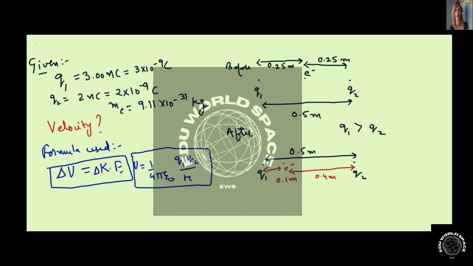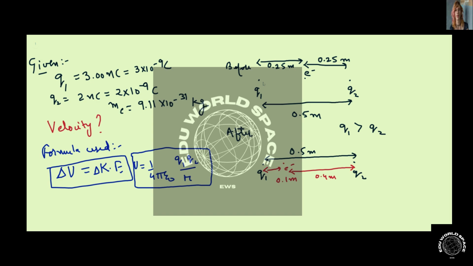We have an electron sitting at the midpoint. That means this has 0.25 meter distance, and this has 0.25 meter distance. The total distance between those two charges is 0.5 meter. So we have this situation at the beginning. These three particles, Q1, the electron, and Q2, are sitting on the same line, just a straight line. So we can draw a straight line here.